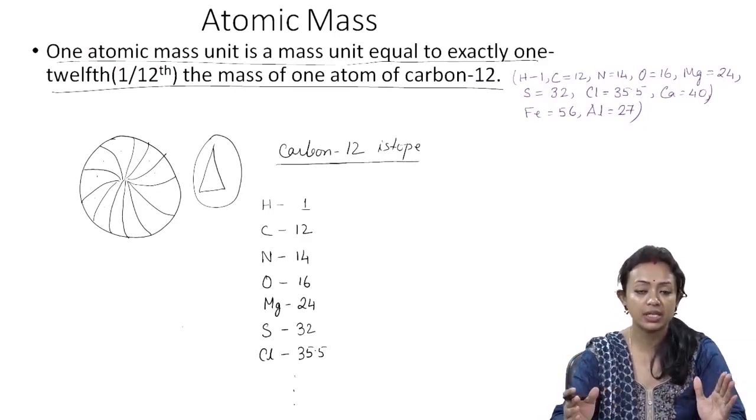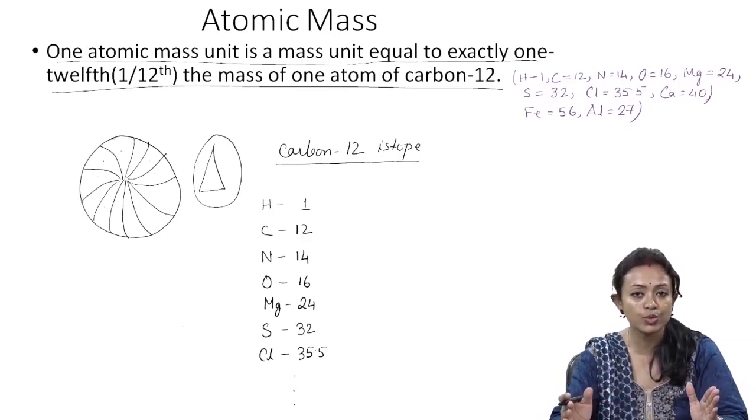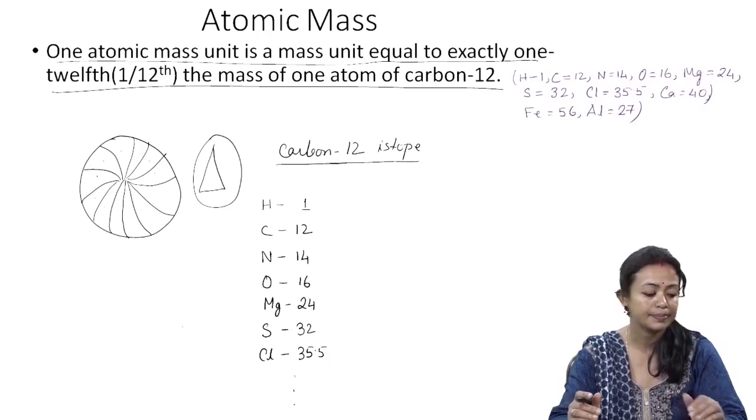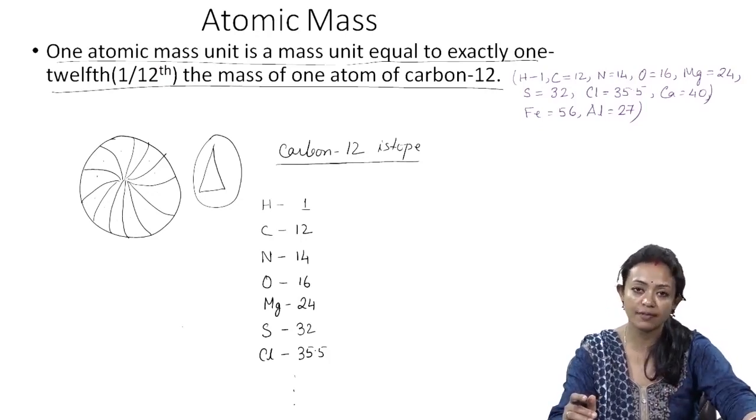So much about the radius, the parameters. We also need to know the atomic masses. What is the mass of an atom? It is expressed in atomic mass unit, and one atomic mass unit is a mass unit equal to exactly 1/12 the mass of one atom of carbon-12 isotope. So they took carbon-12 isotope as the standard unit, and in comparison to that, the atomic mass units were formulated, which are constant for every atom of every element.